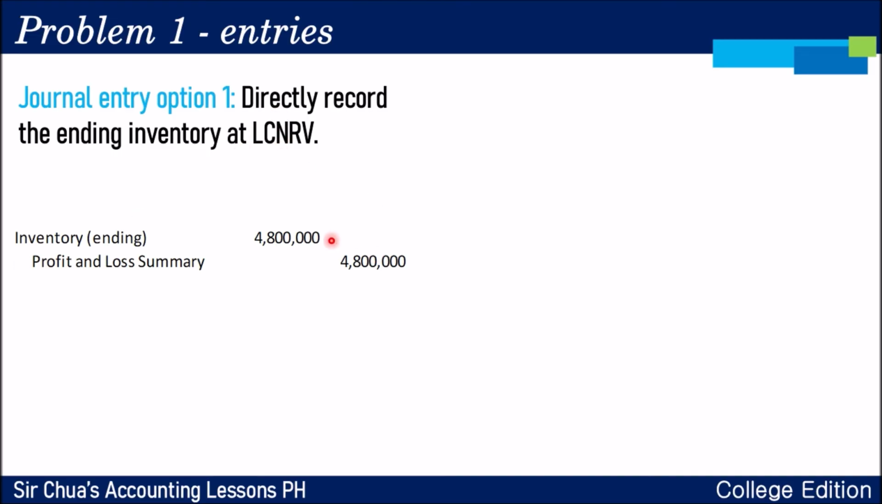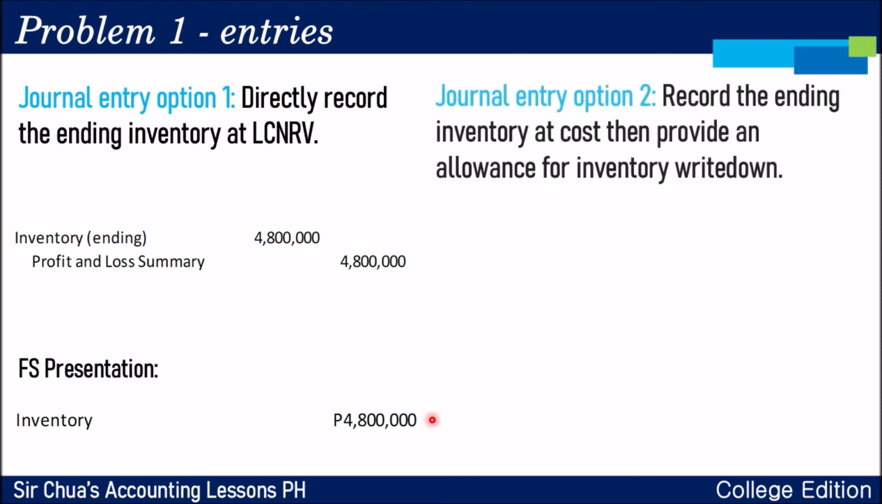Okay, ngayon po, the first option of the company is directly record it at LCNRV. So yun na yun. 4,800,000 ang ending inventory. Yan na po ang i-report sa balance sheet. So, in your FS presentation, it's like this. The inventory amounts to 4,800,000 which corresponds po sa ating lower of cost and net realizable value. Now, the second option of the company is recording the ending inventory still at cost.